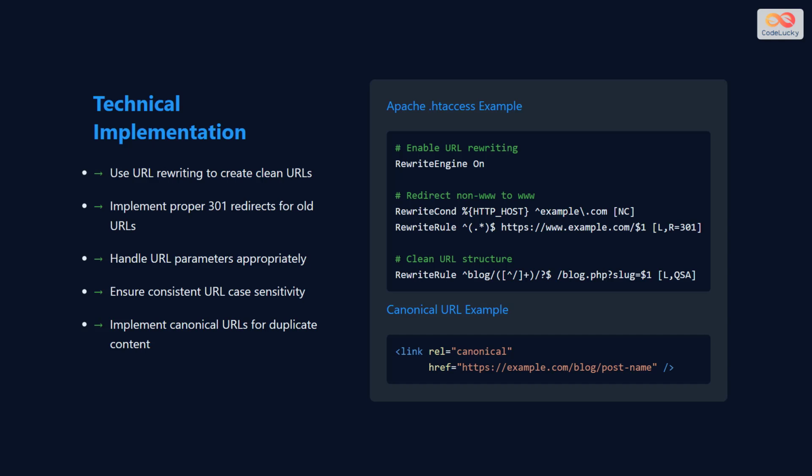Here is a code example of how to do it in Apache .htaccess. First, enable URL rewriting, then redirect non-www to www, and then clean the URL structure. Here is an example of canonical URL using the link tag.